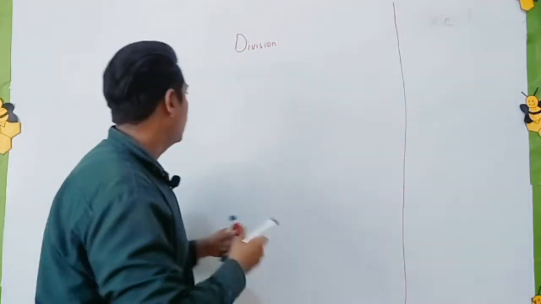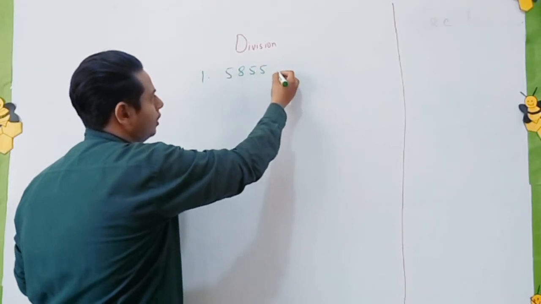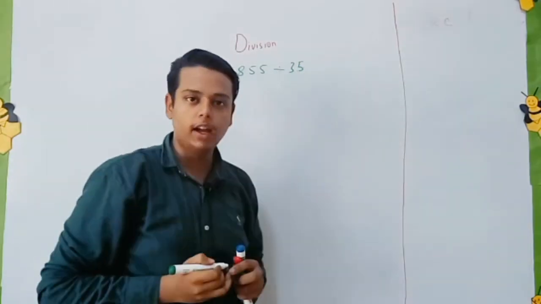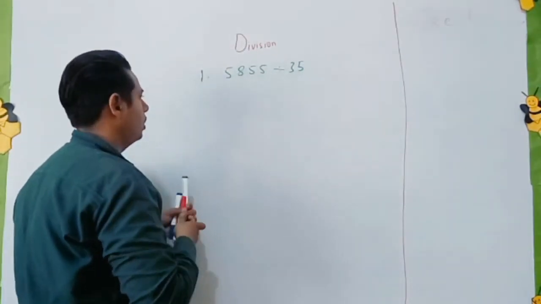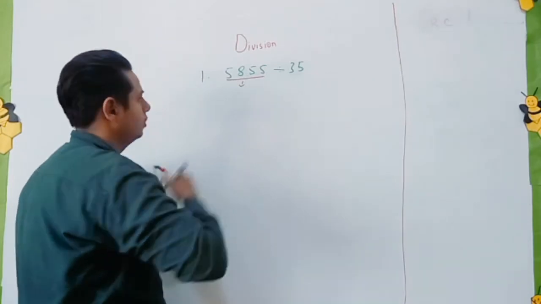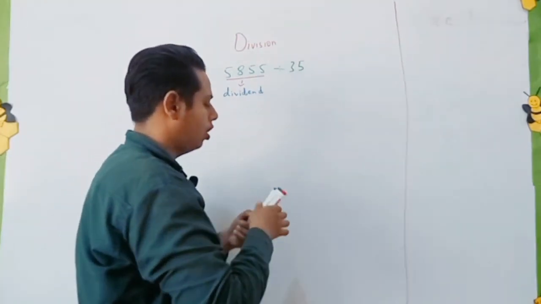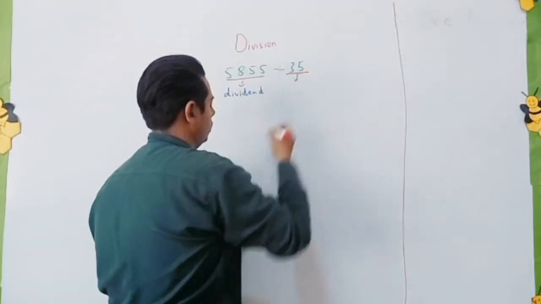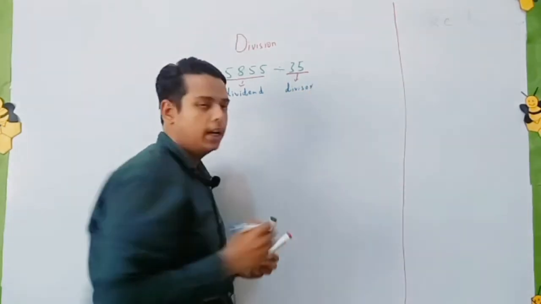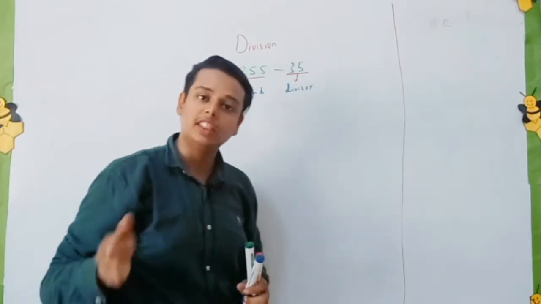Fine. Let's suppose a question is given: 5855, and we have to divide it by 35. Fine. In this, the first one is the dividend, and this is called the divisor. A number which is being divided is called the dividend, and the number by which it is being divided is called the divisor.